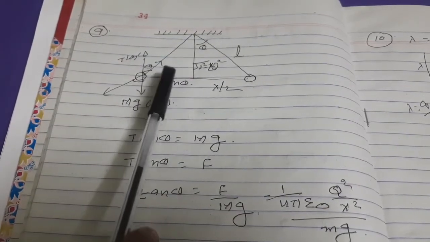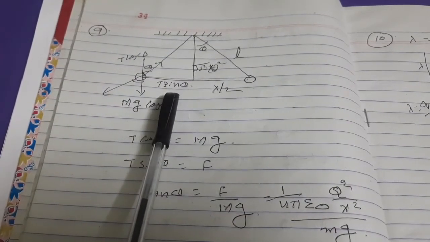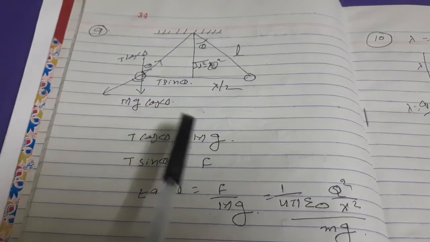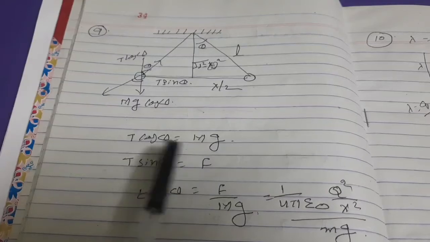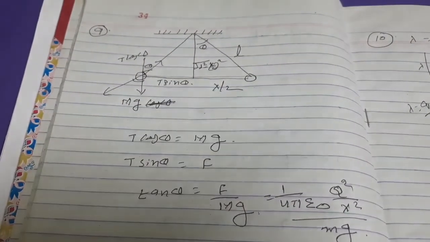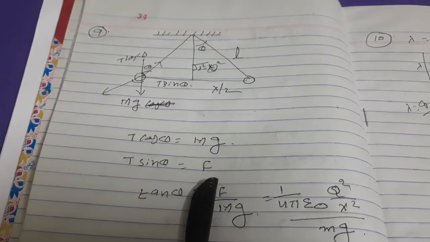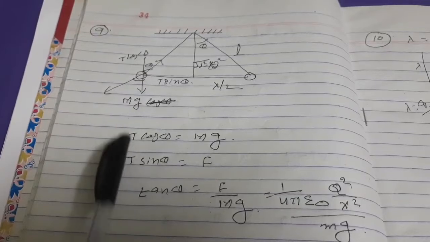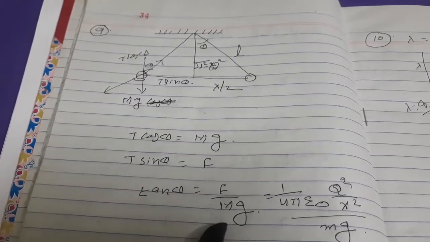Then here tension is resolved into two components. One is T sin theta, another one is T cos theta. And here mg, the weight, is balanced with T cos theta. T cos theta equals mg and T sin theta equals f. From this, tan theta, sin theta by cos theta, T cancels, tan theta equals f by mg.